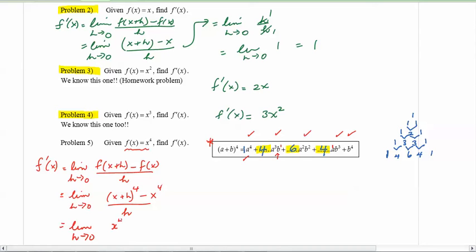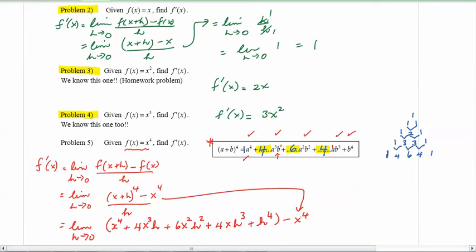So it is x to the 4th plus 4, and then x cubed h plus 6. x goes down to x squared, h goes up to h squared. Then there's a 4, x is now x to the 1, h goes up 1, so it's h cubed, and then we finish with an h to the 4th. So that's my expansion, and I'm subtracting that last term, minus x to the 4th, and it's all over h.